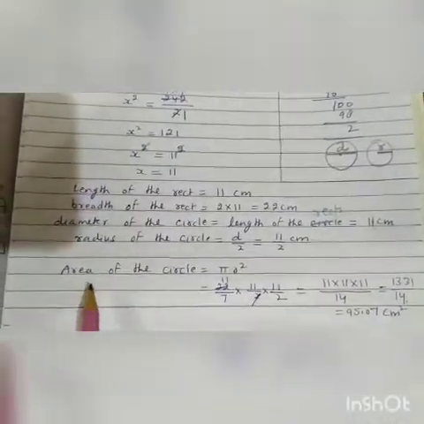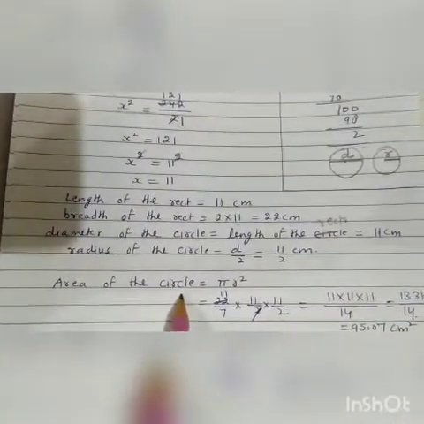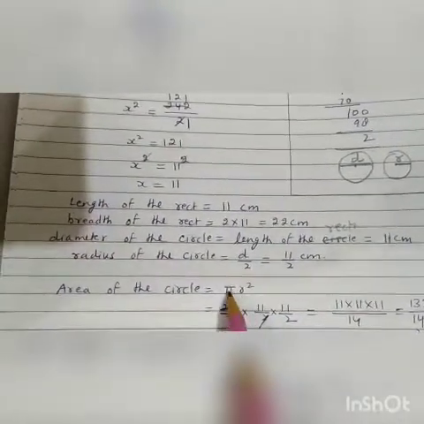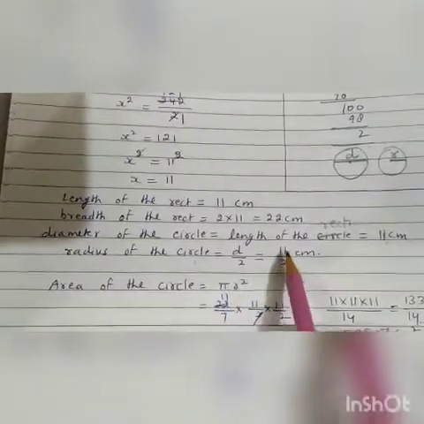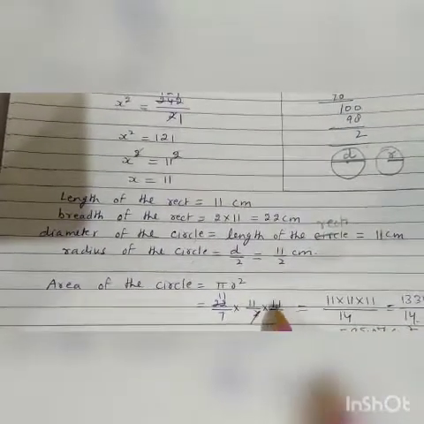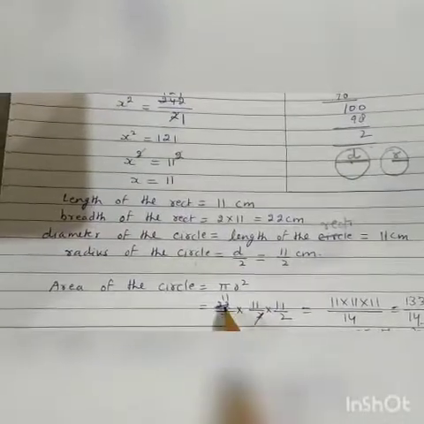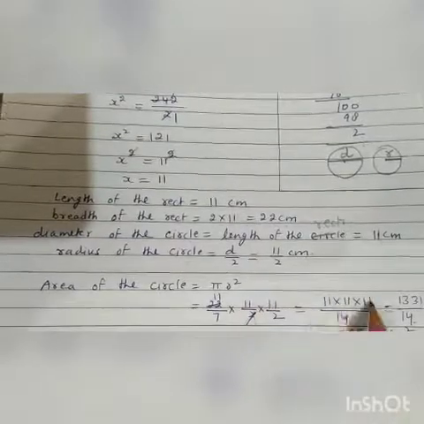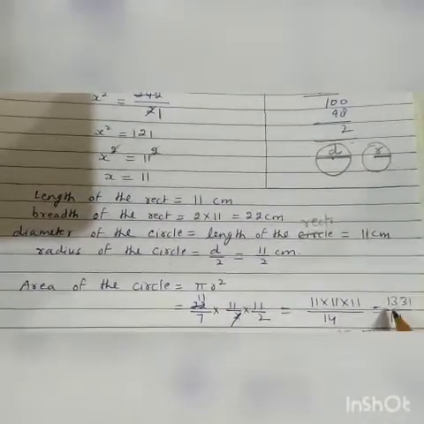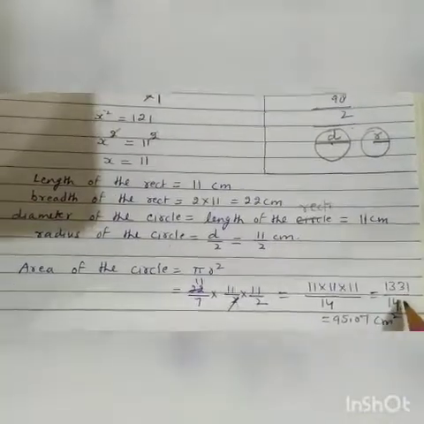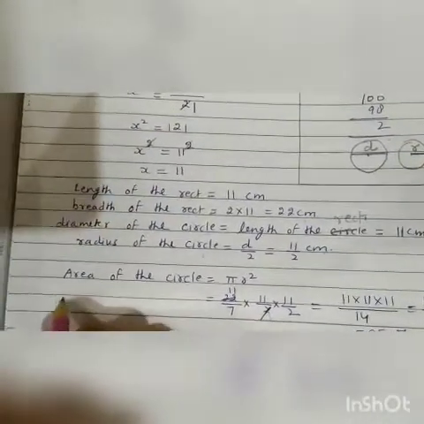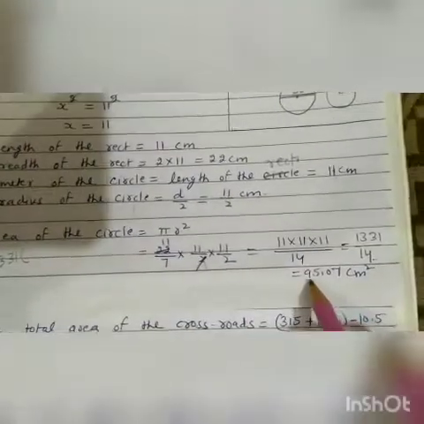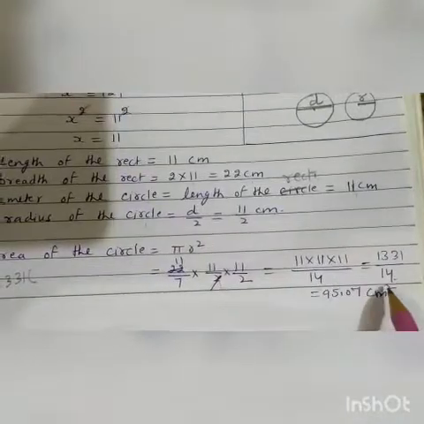Now we will find the area of the circle. What is the formula for area of the circle? It is pi r square. Value of pi is 22 upon 7. r is 11 upon 2. So 11 upon 2 into 11 upon 2. 2 1 ja 2. Now this is 11 into 11 into 11 upon 7 2 ja 14. It is 1331 upon 14. When we will divide 1331 by 14, we get 95.07 square centimeter.